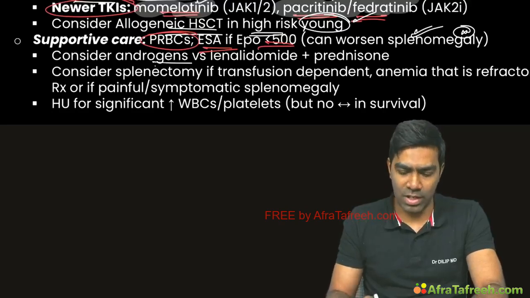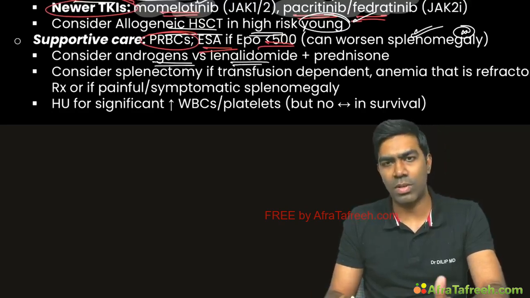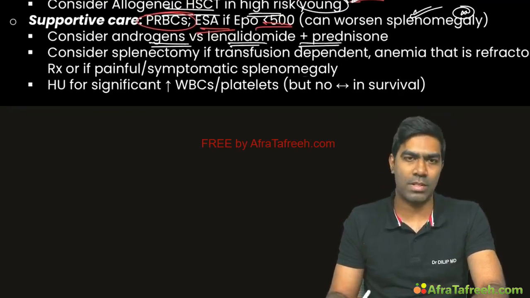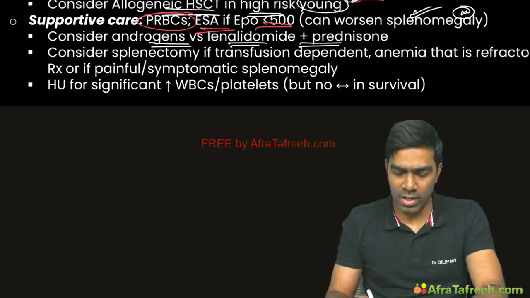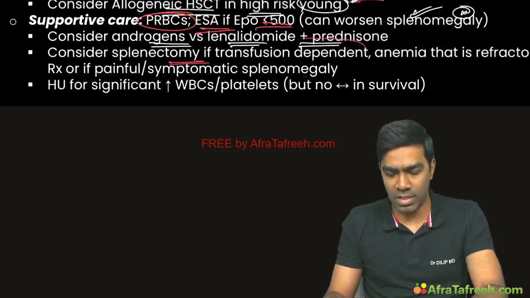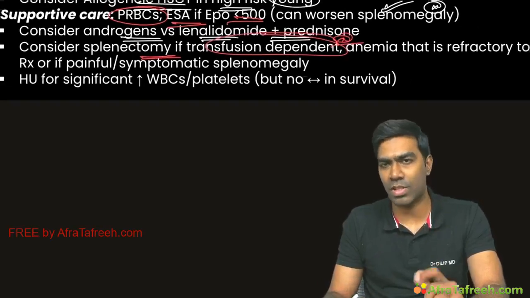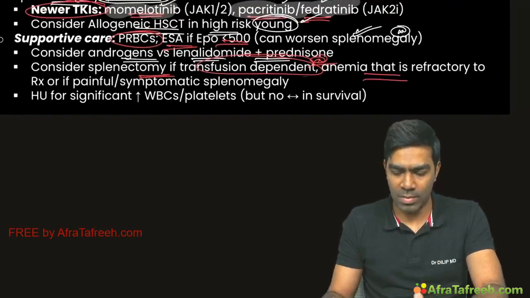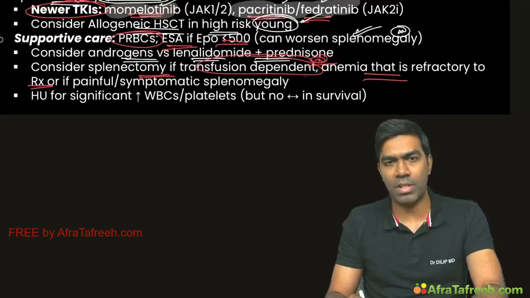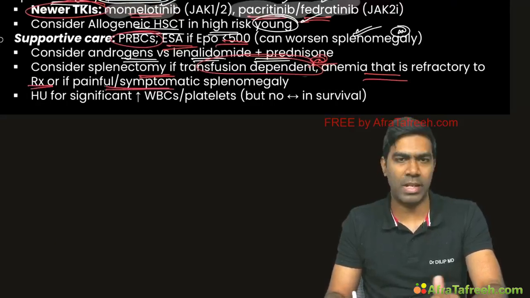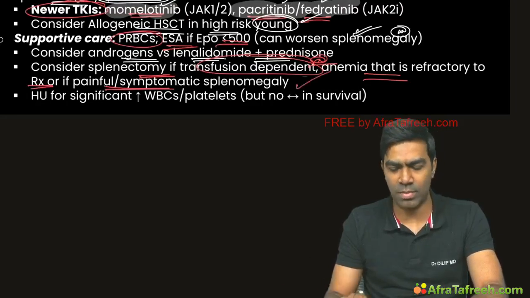And one can definitely consider the use of androgens or probably a combination of lenalidomide with prednisolone in a selected group of patients. And one can definitely even consider splenectomy in case the patient is transfusion dependent. Very important indication of splenectomy in patients with PMF is transfusion dependency and/or anemia that is refractory to the standard therapy that you are using, or the patient is having a painful or symptomatic large spleen. So these are the three indications of splenectomy. Most important is transfusion dependency.